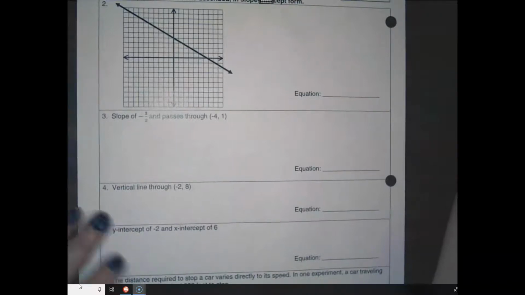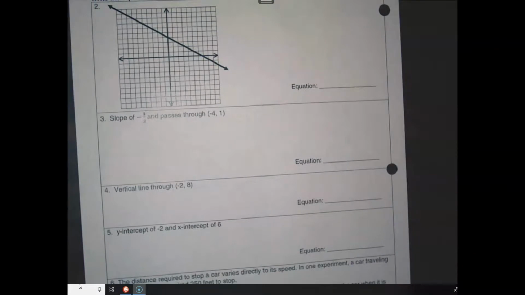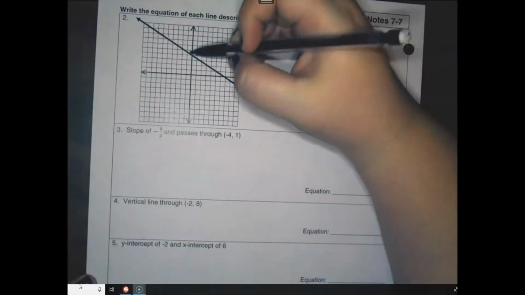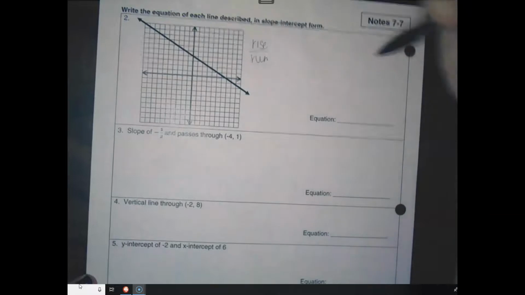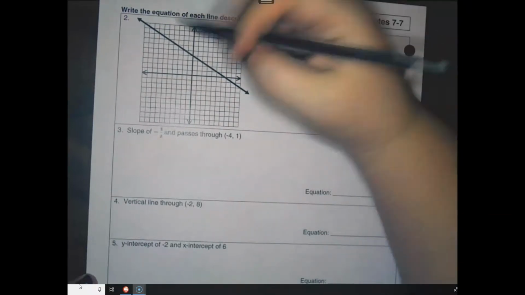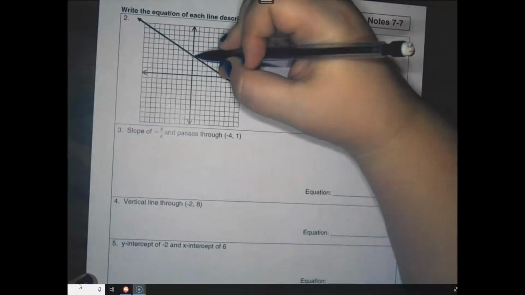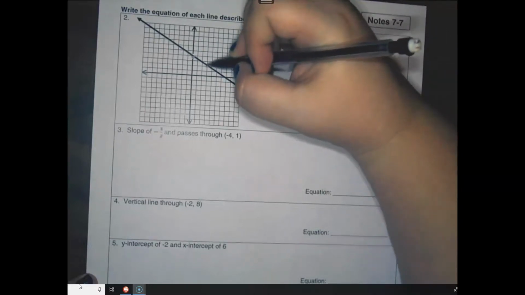Okay, let's look at the back. Write the equation of each line described in slope-intercept form. Okay, so we are looking at a graph. So to find our slope, we're going to do rise over run. I know some of you really dislike when they don't have the points for you. So a lot of times I look at my y-intercept first because a lot of times they're nice to us and have that be a nice, clean, pretty number. And then I look for where it passes through corners.